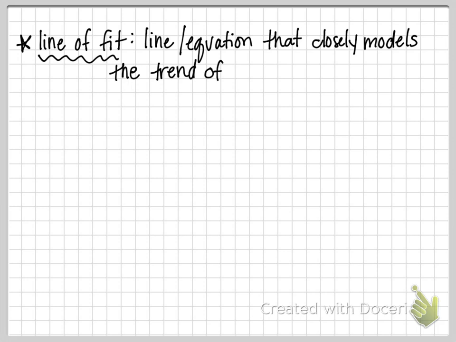The line of fit, sometimes called the line of best fit, is a line, or more specifically, the equation of a line that closely models the trend of a scatter plot, that models that correlation. So it'll have a slope, it'll have an intercept, you'll always write it in slope-intercept form, using points on that scatter plot.